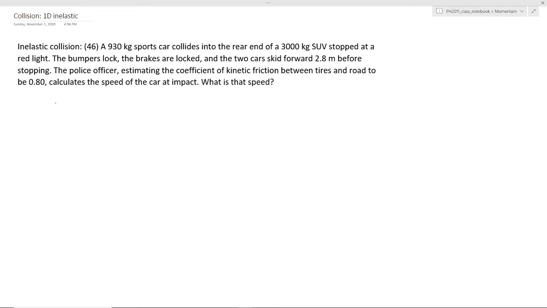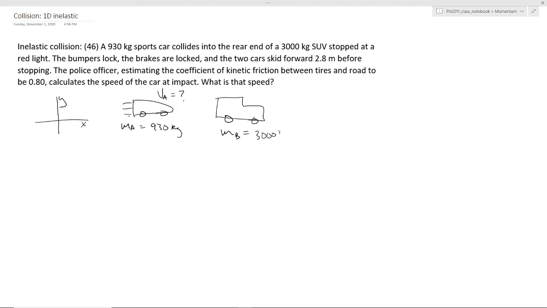Let's sketch this out before we jump into trying to solve it. We have a sports car. Let me make it more pointy. What we're looking for is its initial speed, so we don't know what it is, but we do know that it has a mass of 930 kilograms. And we know that it is going to collide into an SUV, which has a larger mass. Let's call this one B. It has a mass of 3,000 kilograms, and its initial velocity is 0.